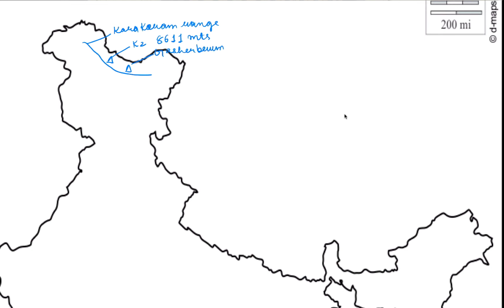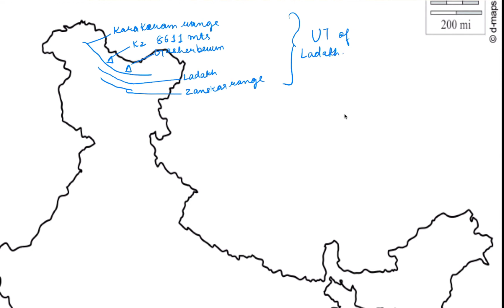Apart from this, there are two more important ranges, namely Ladakh range and then there is Zanskar range. All of these are in the Union Territory of Ladakh. Outside of Ladakh, there is also an important range, which is the Kailash range, which goes right here in the Tibet area.